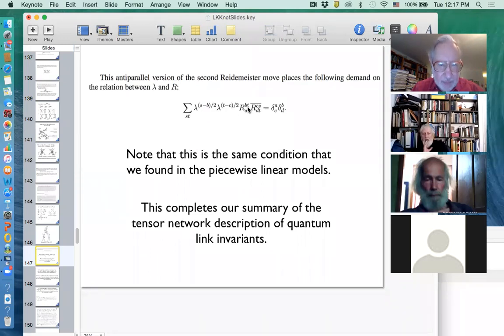So that's the way you get quantum link invariance at this level of having matrix solutions to the Yang-Baxter equation and trying to fit them together to make a state sum. You need to have a lambda which works. And the kind of model that I mentioned before is exactly that, the one that modeled the HOMFLY-PT polynomial. So that's our description of tensor network quantum link invariance.